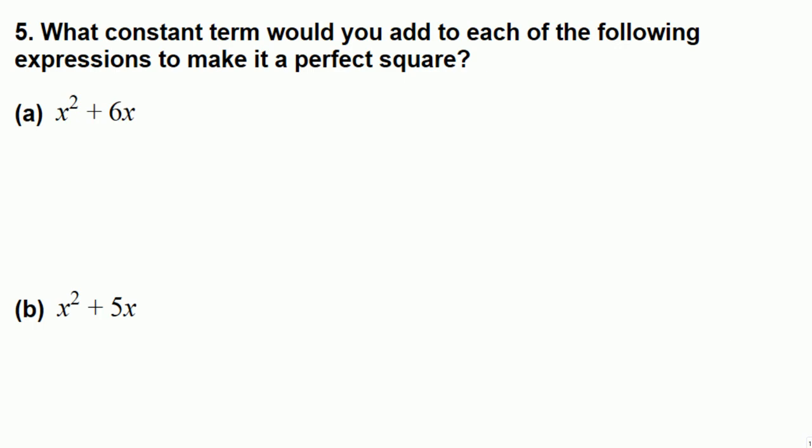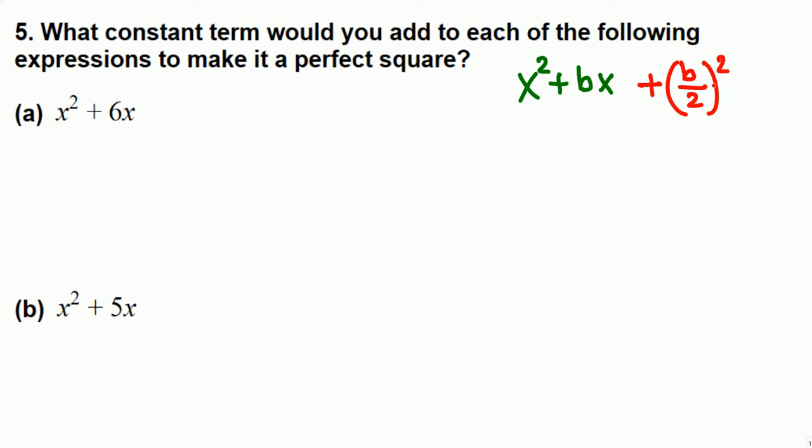What constant term would you add to make this expression a perfect square? Okay, so we have x squared plus some number x, and recall from what we learned in class, when we have x squared plus some number x, and if we want to make it a perfect square, all we have to do is add half of this term squared, half of b, which is b over 2 quantity squared.